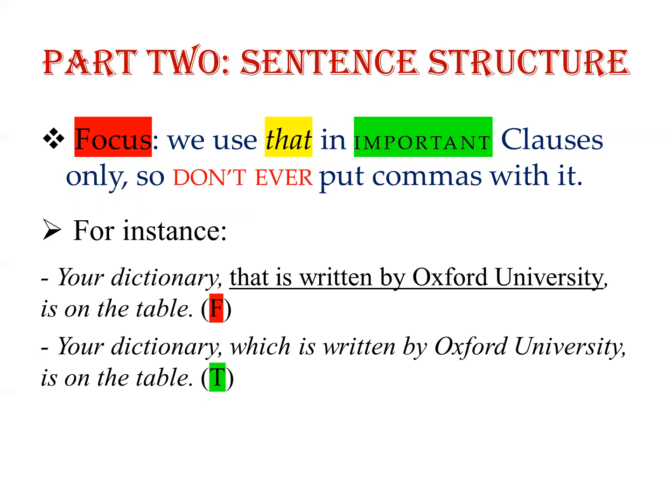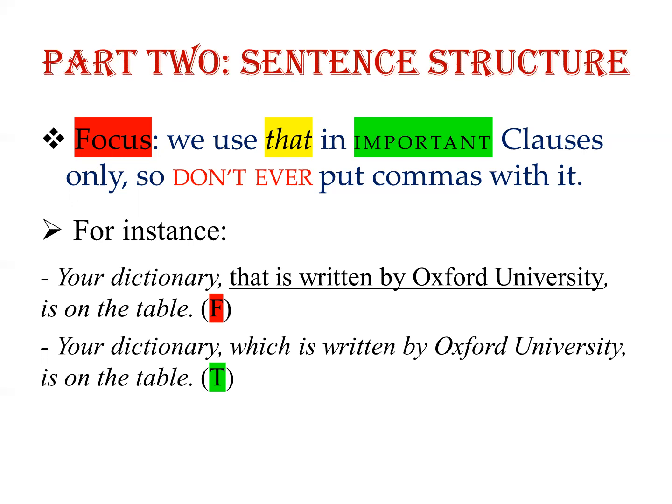"Your dictionary that is written by Oxford University is on the table." Okay, I know that this is your dictionary. No one holds more than three dictionaries, or maybe even two dictionaries. So whether it was written by Oxford University or by Harvard or maybe Stanford, any kind of university, it is still your dictionary. It is a dictionary that gives definitions. I don't care which university wrote it. So this adjective clause "that is written by Oxford University" is not important. It is extra information. So "that" must not be used here, because we only use it with important clauses.